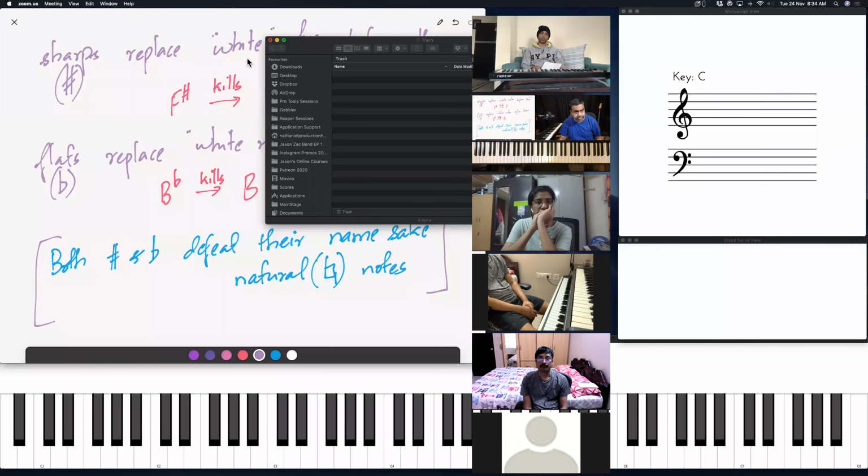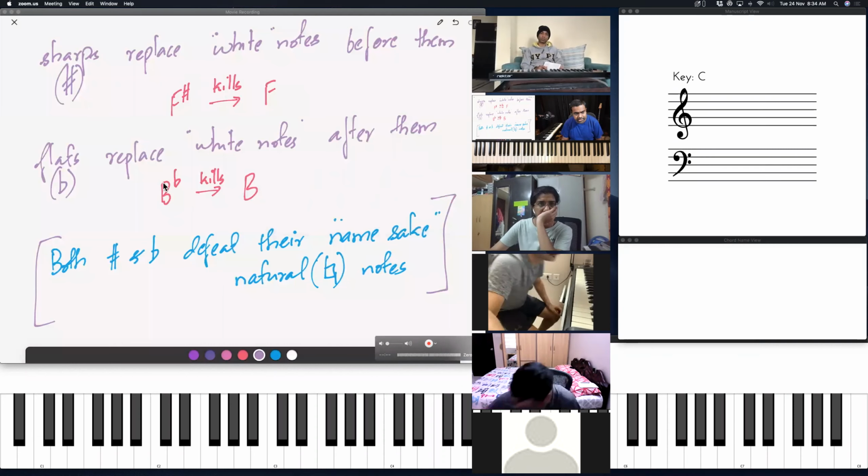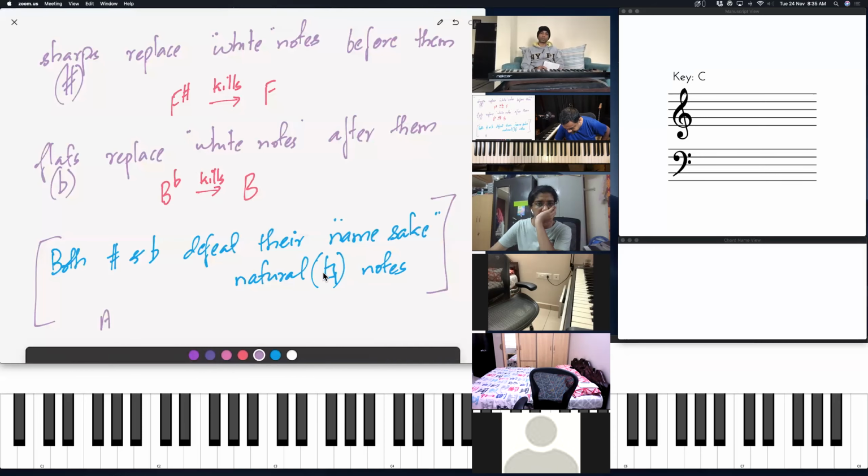Yeah. So if F sharp is always killing its namesake F, that means there will not be an F when there is an F sharp. So you'll only have one representation for F. Similarly, you'll have only one representation for B. You could have a B sharp, you could have a B flat, or you could have a B natural. B natural is also just called B. So in one scale, you cannot have two representations. You can't have an A flat and an A, and you can't have an A and an A sharp. You can have only one of those three: A, A sharp, or A flat. Among this set of three, only one is allowed.